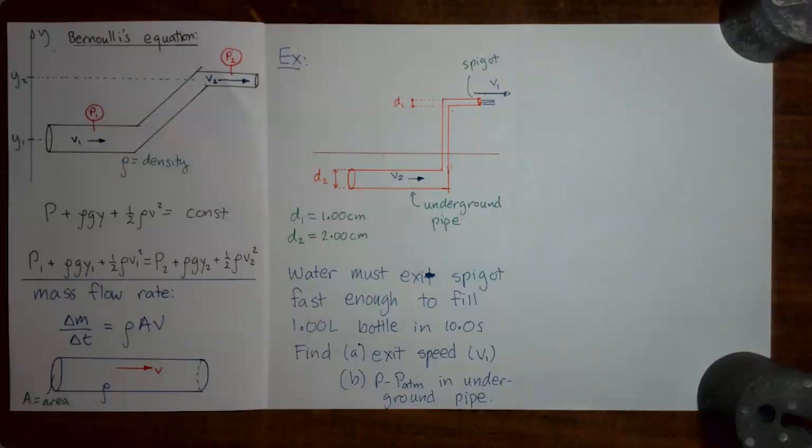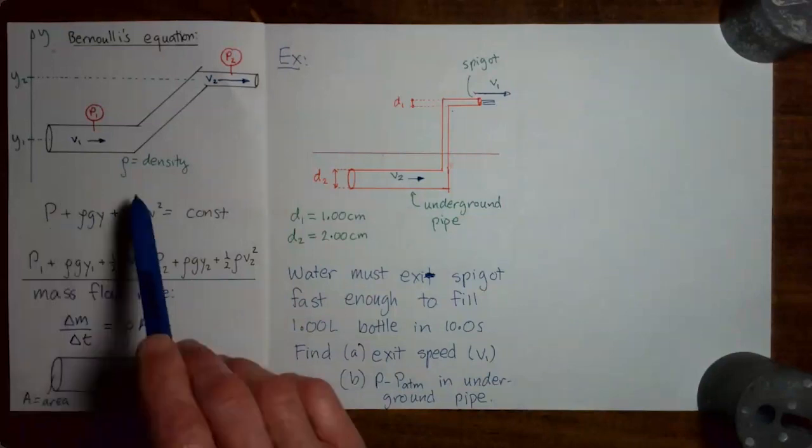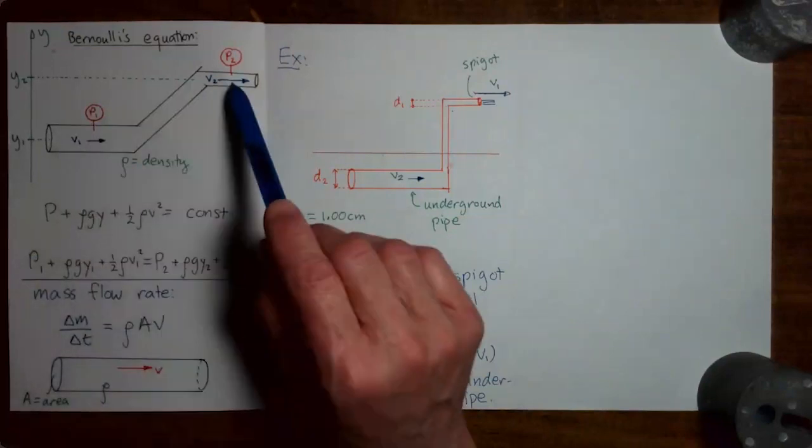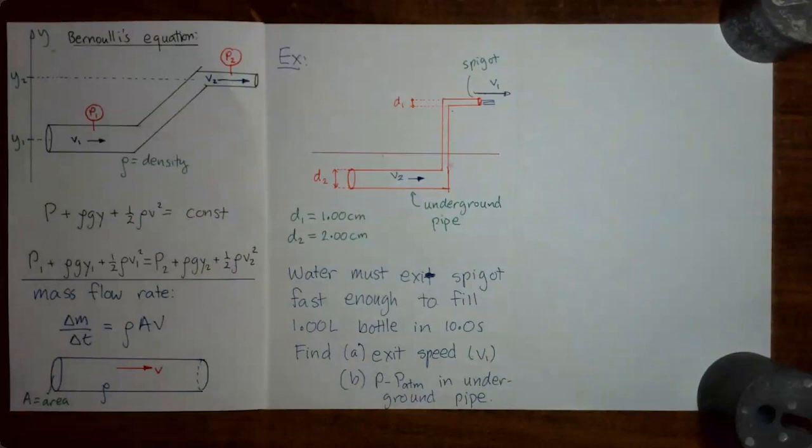When we apply Bernoulli's equation, generally what we do is we evaluate this quantity at two different points in the flow and then equate those different expressions to each other. Another equation we're going to be using to solve this problem is the equation for the mass flow rate. The mass flow rate gives the rate at which fluid mass flows through a particular cross-section of a pipe.